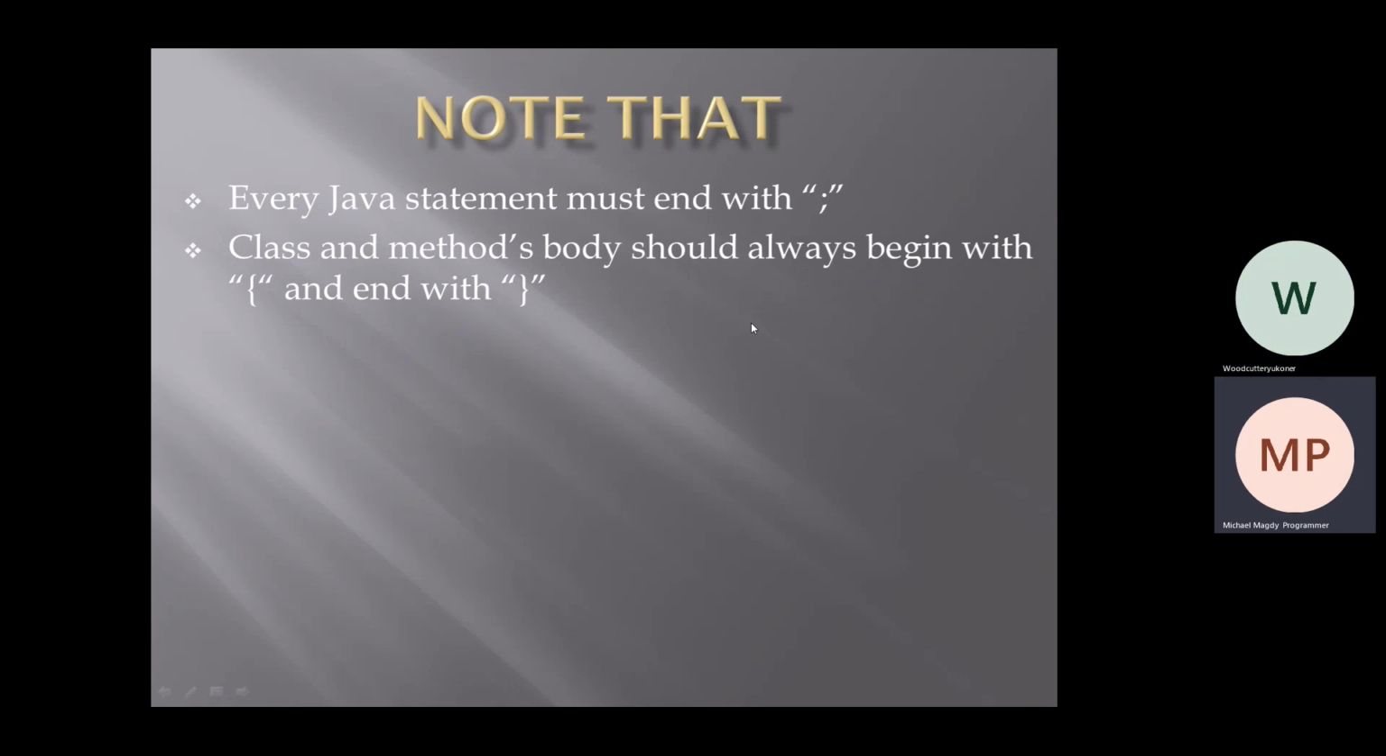A class and a method's body should always begin with an opening curly bracket and end with a closing curly bracket. These curly brackets indicate the beginning of a class or method, and also the closing of a class or method. If one is missing, it's also an error in the Java program.